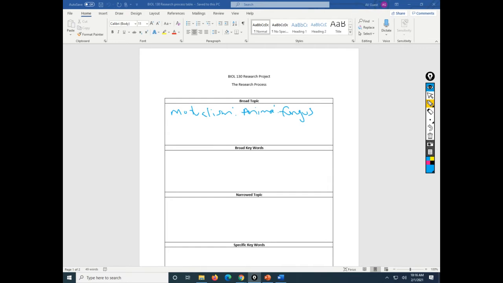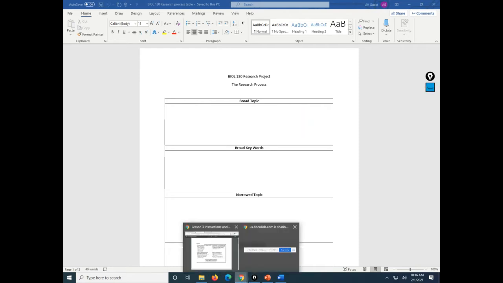So now I can see that my next step is broad keywords. So what's all that business about? What do I want?